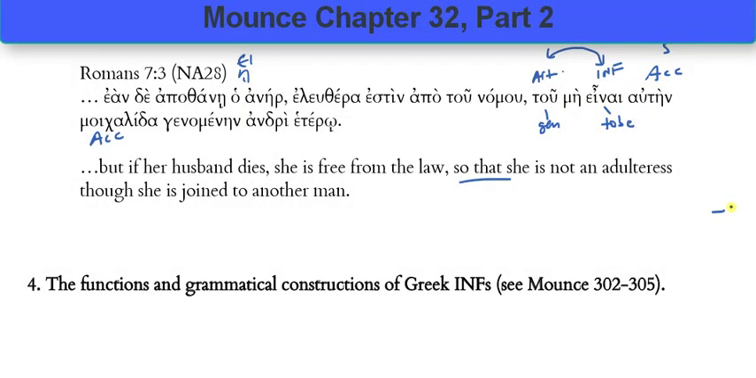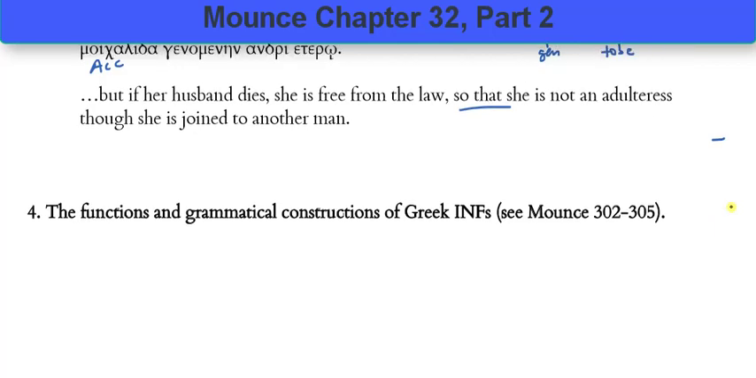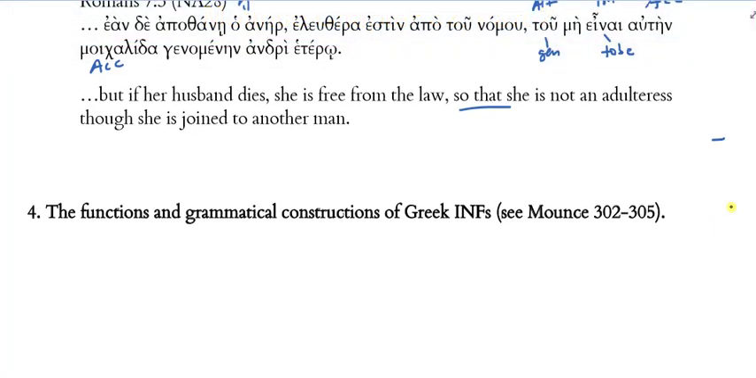Any other questions before we go on? If not, then let's move on to the functions and grammatical constructions of Greek infinitives on Mounce 302 and 305.